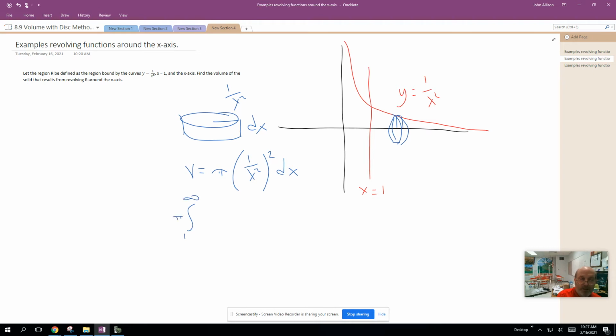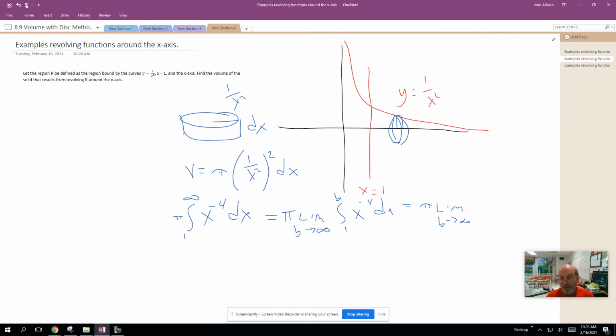Pull my pi outside again. This is going to be 1 over x to the 4th, or x to the negative 4. Let's just write it like that, times dx. So when we integrate that, we're going to have to do pi times the limit as b goes to infinity of the integral from 1 to b of x to the negative 4 dx.